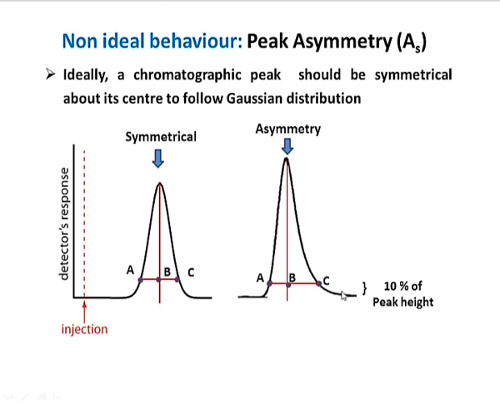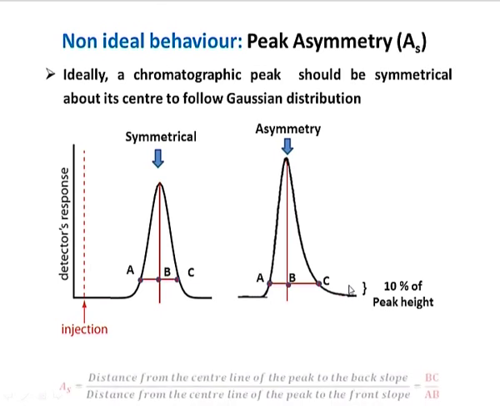This measurement generally is carried out at 10% of the peak height. What does it mean? Let us say this is your overall peak height. So, 10% from the baseline you measure this AB and BC, and that tells you about the peak asymmetry.